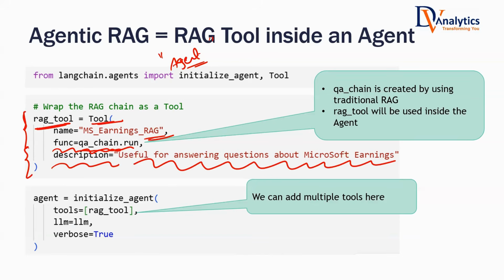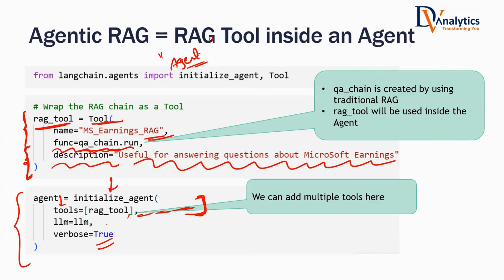In its planning, it will try to consider this tool whenever there are questions related to Microsoft earnings. Now you write the rest of the agent as it is. Initialize the agent, tools is RAG tool. You can give multiple tools also. You can give other tools. When people are asking questions about non-Microsoft, the agent will try to call these tools and use them. And large language model is this. And then verbose equal to true.